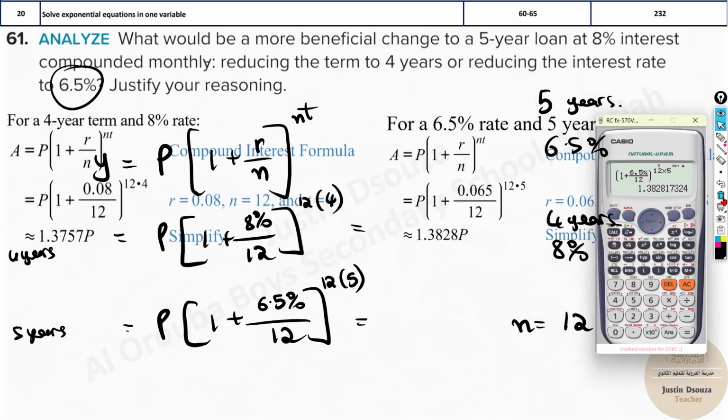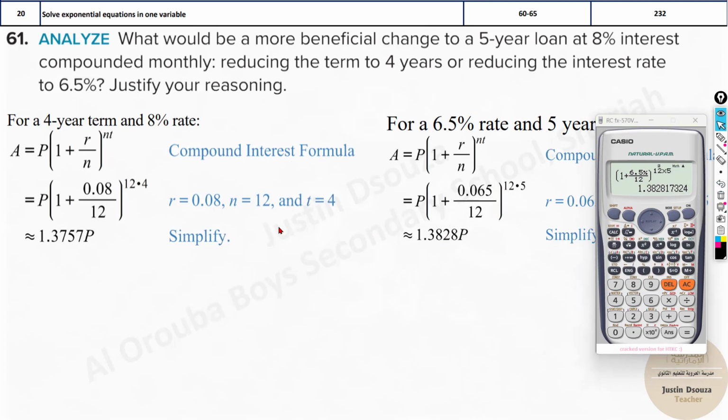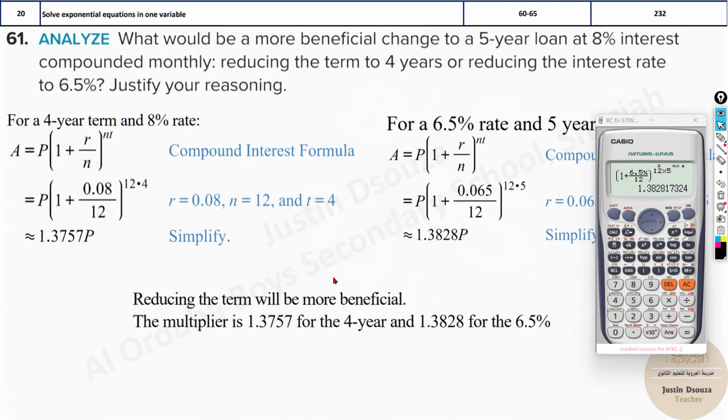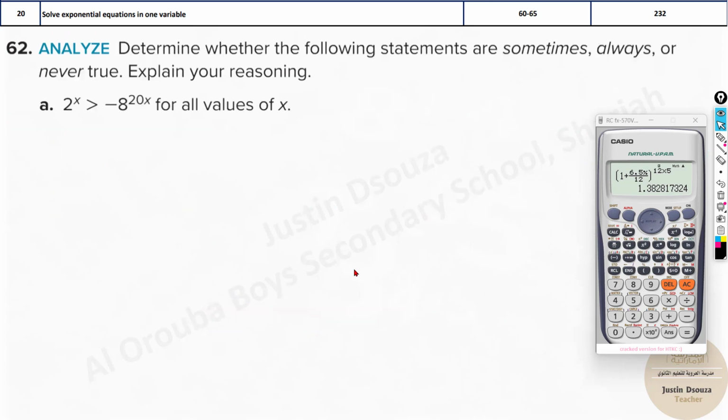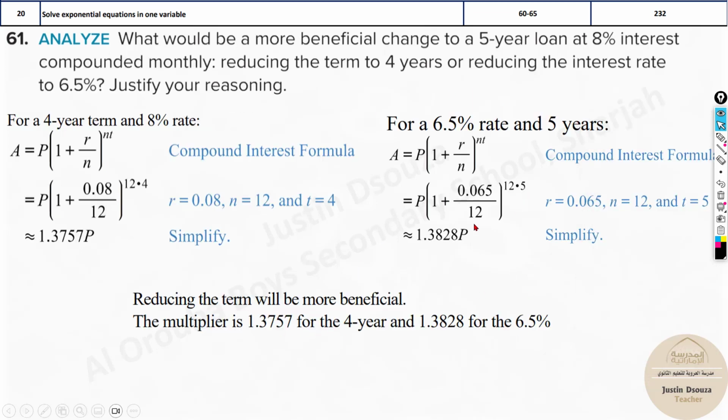See, let's just go to the answers. 1.375 and 1.382 times the principal. So now which is greater and which is smaller? If you pay for 5 years, it's going to be 1.38 times whatever the amount of principal. If it is 10,000, it will be 13,800 something ultimately when you pay back after 5 years. Whereas if you take it within 4 years, it will be 13,700. You're going to save a little bit. This is less than this. So reducing the term will be more beneficial, because ultimately when you pay for 4 years, it will be this multiplier, which is lesser than the other one. That's the answer. That's it.